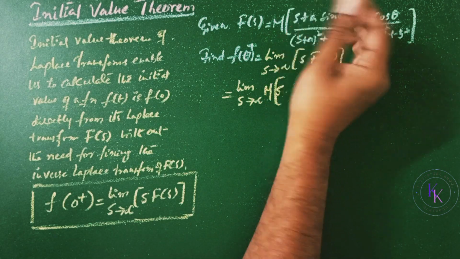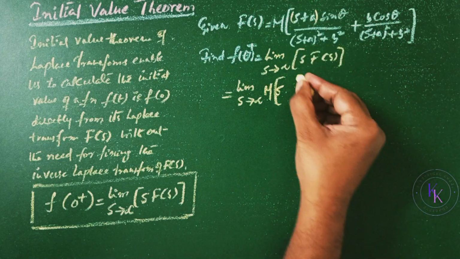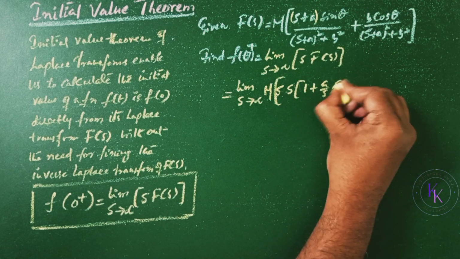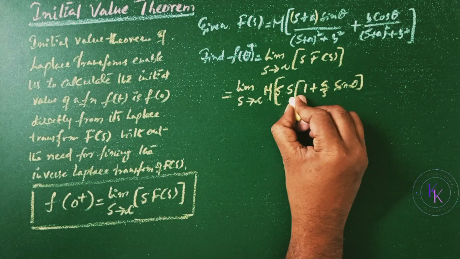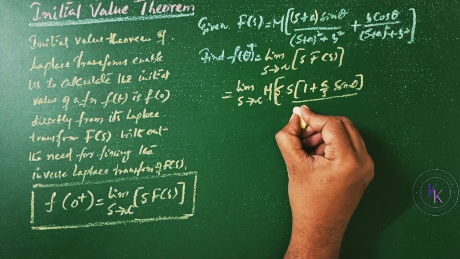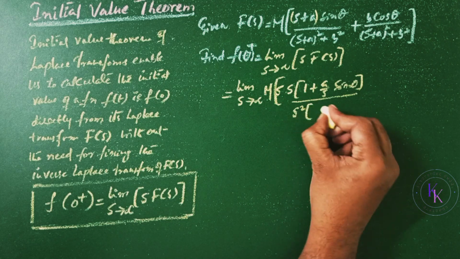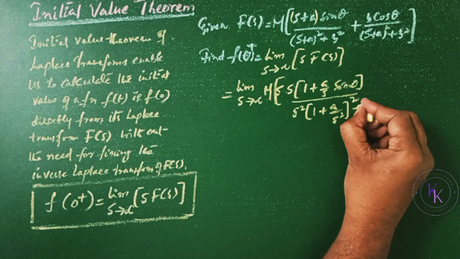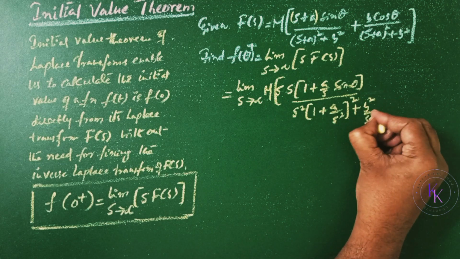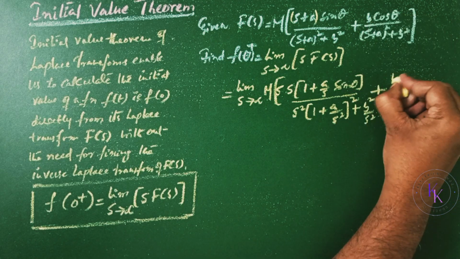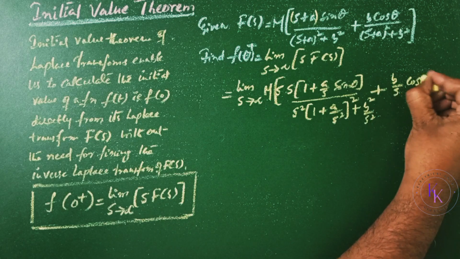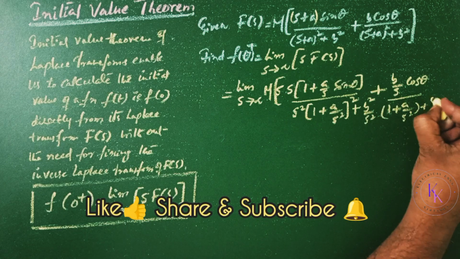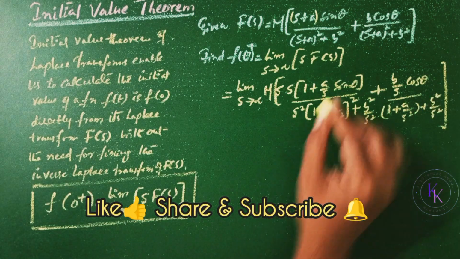I'm taking s out of this: s of 1 plus a by s, sine theta, divided by, here I can take out s square, of (1 plus a by s) whole square plus b square by s square, plus b by s cos theta divided by 1 plus a by s square plus b square by s square, and this is s square.